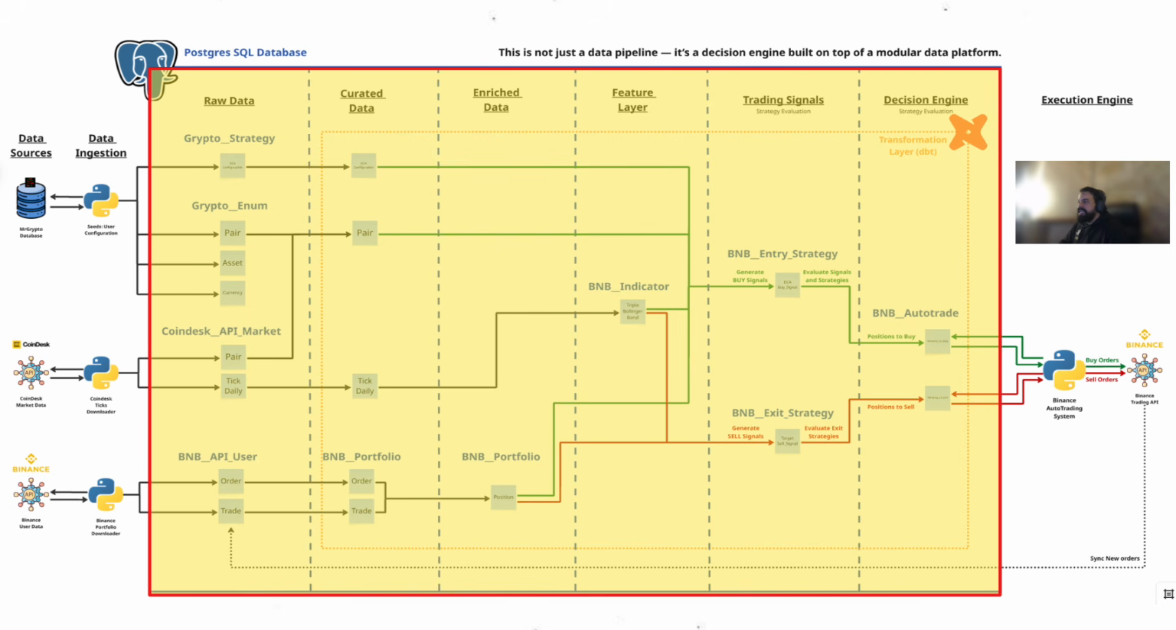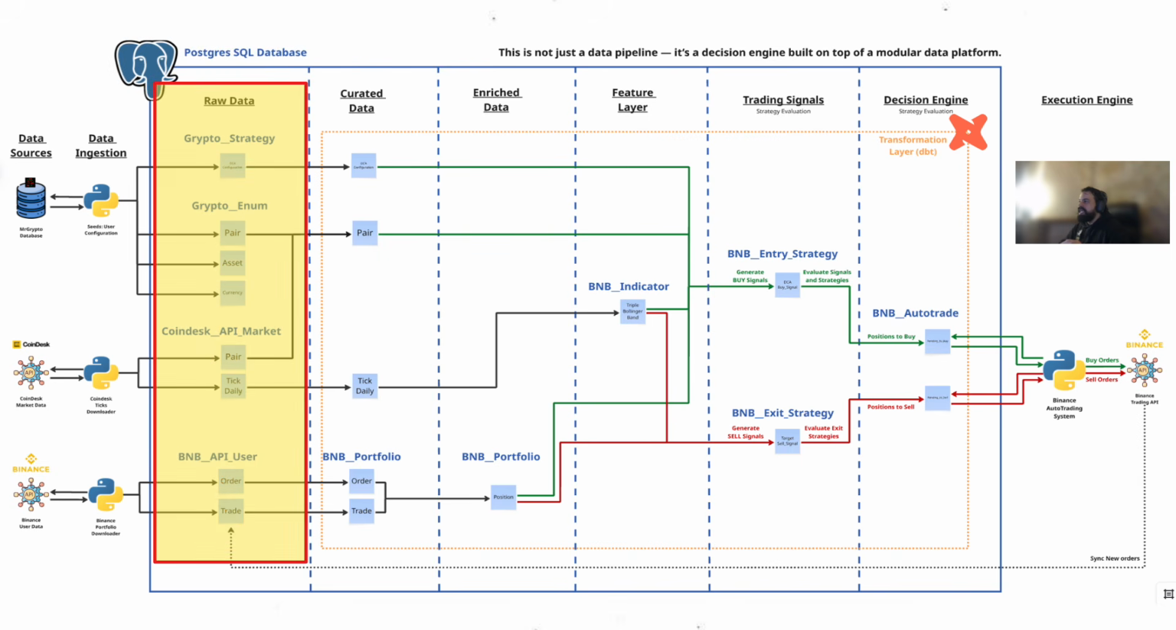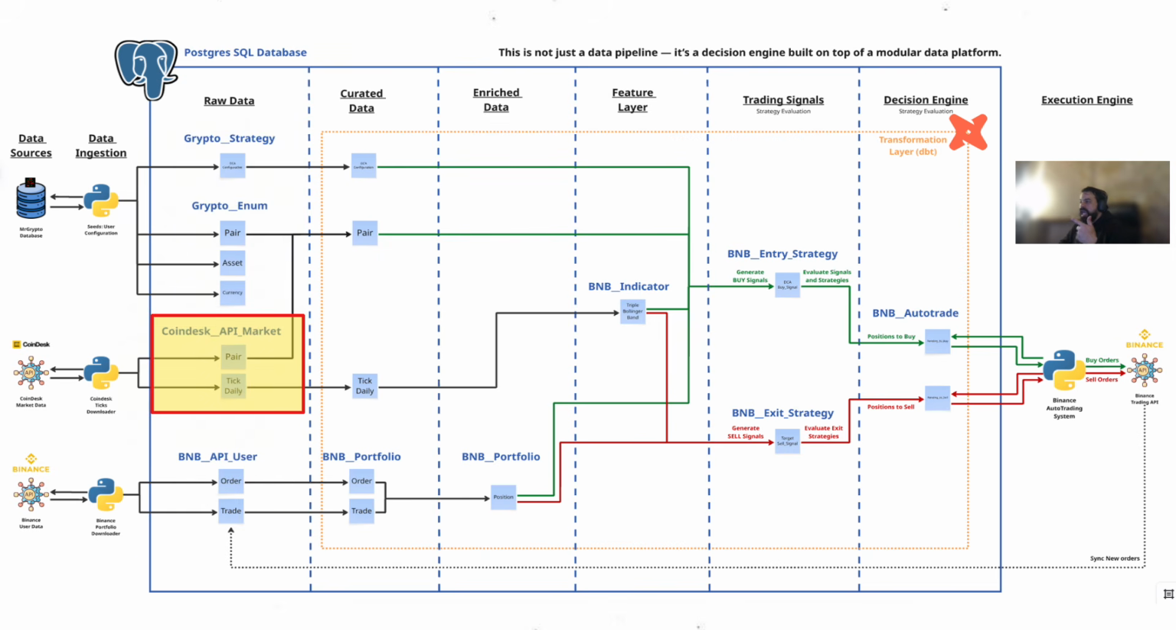Once the data has been ingested, it moves into the data storage layer. This layer is implemented using a relational database, PostgreSQL, where all incoming data is stored in its raw format. Strategies, market data, and portfolio data are all persisted in separate schemas, maintaining a clear separation of concerns. This approach allows us to maintain a complete historical record of both market conditions and account activity, which is critical for debugging, reprocessing, and validating the behavior of the system over time.